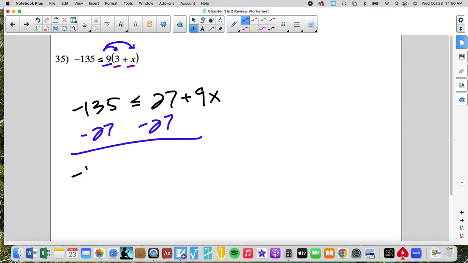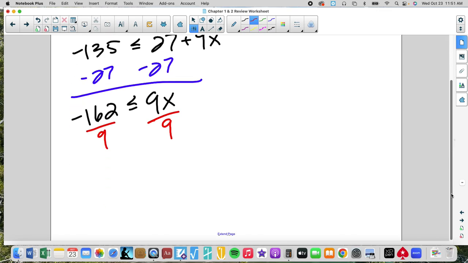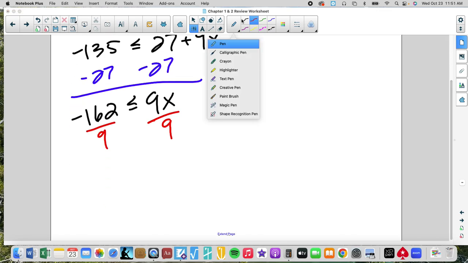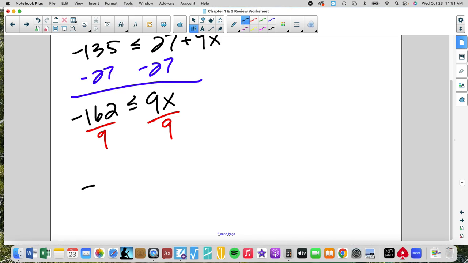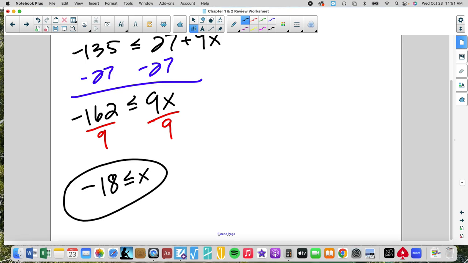That's negative 162 divided by 9x. I'm going to divide by 9, divide by 9. And 9 goes into 16. Negative 9 is 1. That's 72, which is 8. And there's my answer.